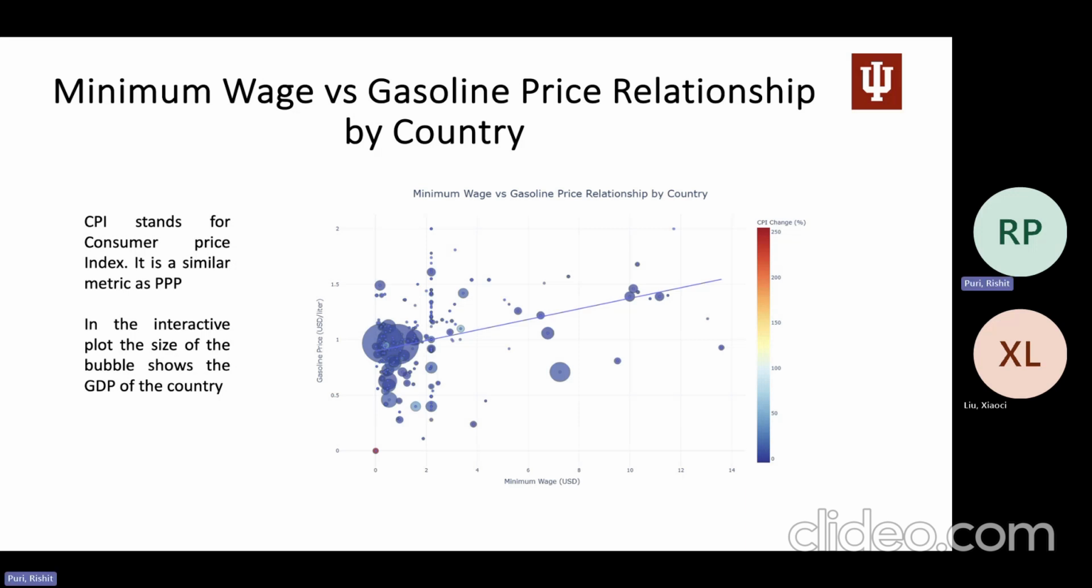The CPI basically stands for consumer price index, and it is a similar metric as the purchasing power parity. The two big circles we see here are India and China. And this particular circle, what we see here is the United States.